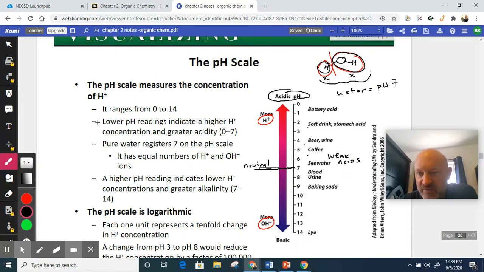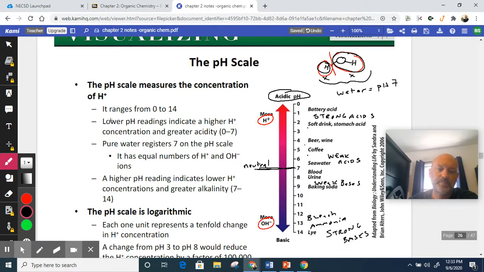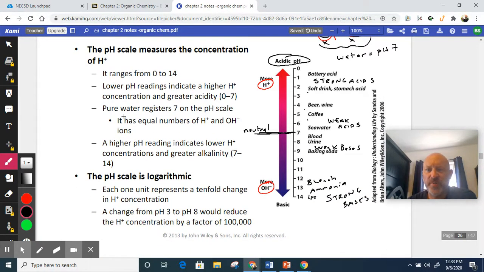These things down here at the end of the scale, these are strong acids. Same thing over here. If we go just above 7, these are weak bases. But down here, bleach would be down here. Ammonia would be down there. These are strong bases. Right? So this is just a scale.